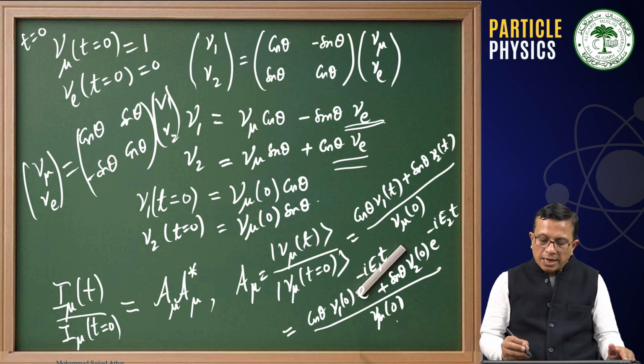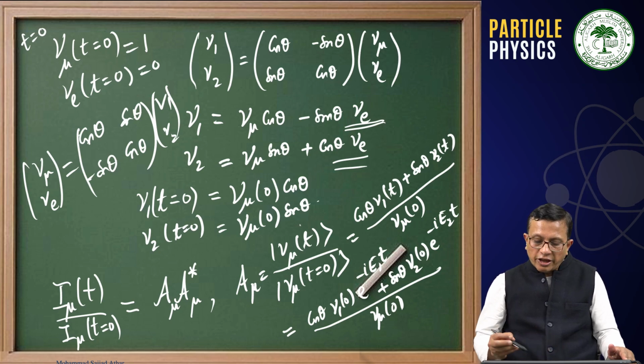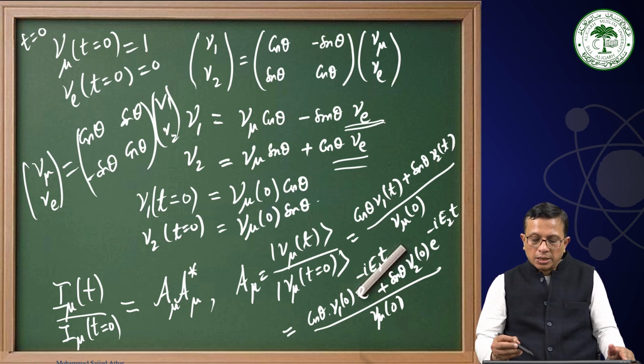And you can see that what is nu1 0? This is nu mu 0 cosine theta. And what is nu2 0? This is nu mu 0 sine theta. Therefore, if I replace nu1 0, we will have nu mu 0 cosine theta. Therefore, this will become in the numerator the first term cosine squared theta nu mu 0 e to the power minus i e1 t, and the second term will become plus sine squared theta nu mu 0 e to the power minus i e2 t.